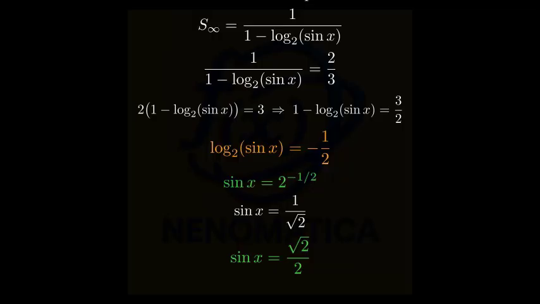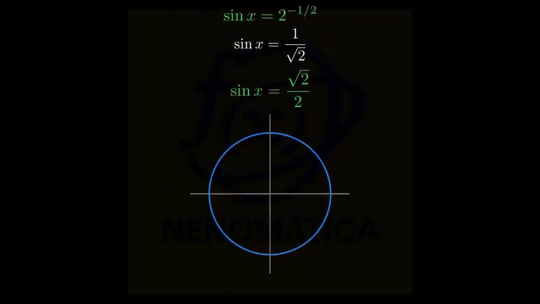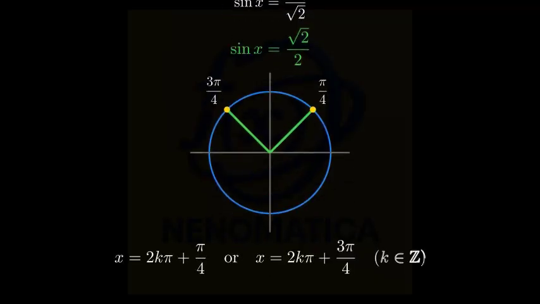Let's visualize this on the unit circle. We'll draw a unit circle and highlight the angles with sine equal to square root of 2 over 2. Those reference angles are pi over 4 in quadrant 1 and 3 pi over 4 in quadrant 2. Now, write the general solutions. When sine x equals sine of pi over 4, the solutions are x equals 2k pi plus pi over 4, or x equals 2k pi plus 3 pi over 4, where k is any integer.